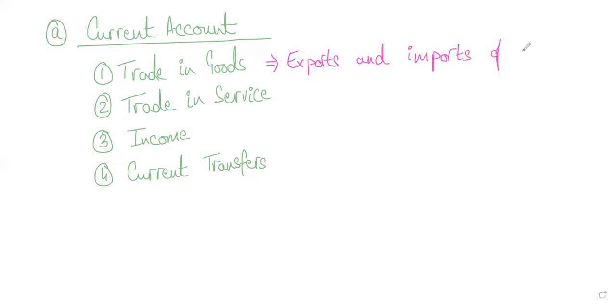Imports of goods, right? Is this simple? So that was the first one, trade in goods. Now, trade in services, we have services. Services can include education, healthcare, legal services, insurance, and so on.